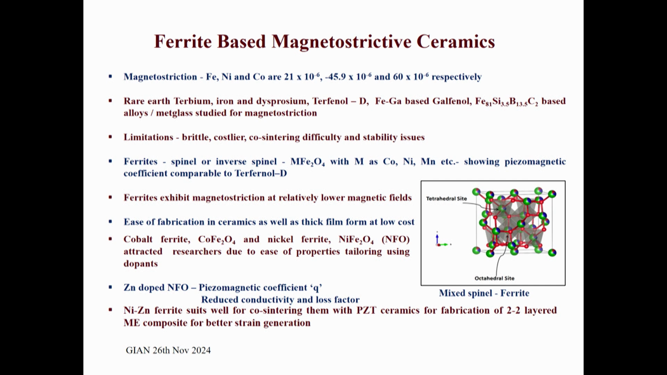So, both properties of the individual phases are important, and the limitation of the metallic system is overcome. Like what is mentioned here, iron, nickel, cobalt, those have a magnetostriction of 20.